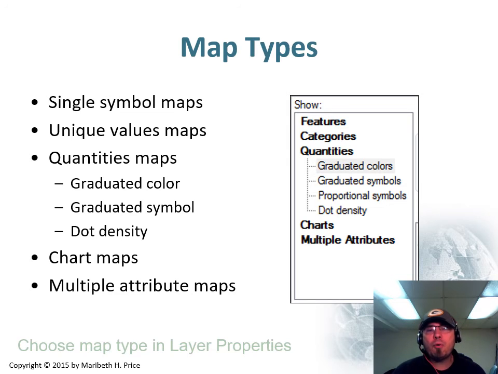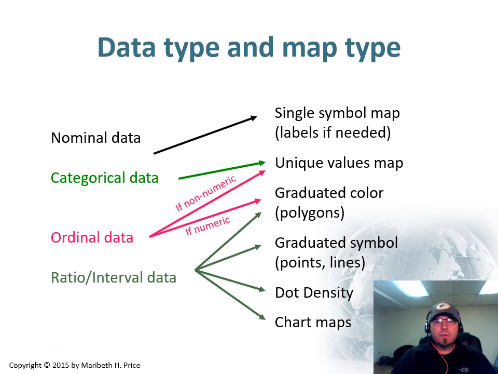Well, in the program, in the symbology it'll ask you what kind of map you want to make. Now these are little flyout menus, so if you double click on categories, it'll fly out. If you double click on quantities, that's what you'll see: graduated colors, graduated symbols, proportional symbols, and dot density. So you actually have to click on the word quantities to get to that.